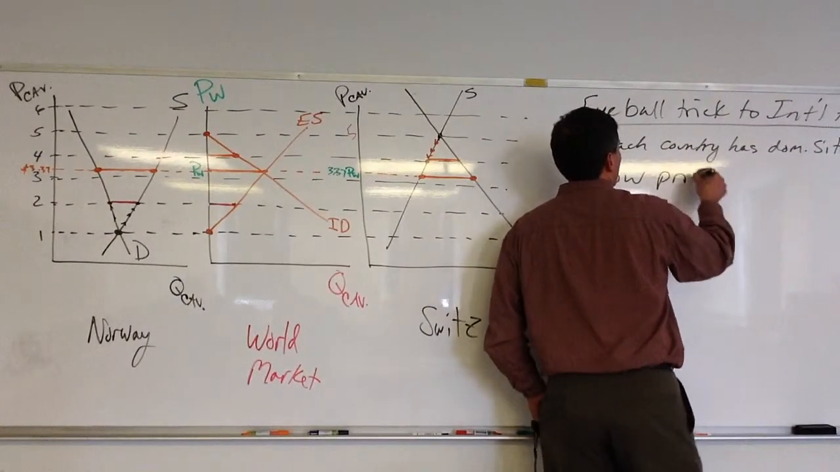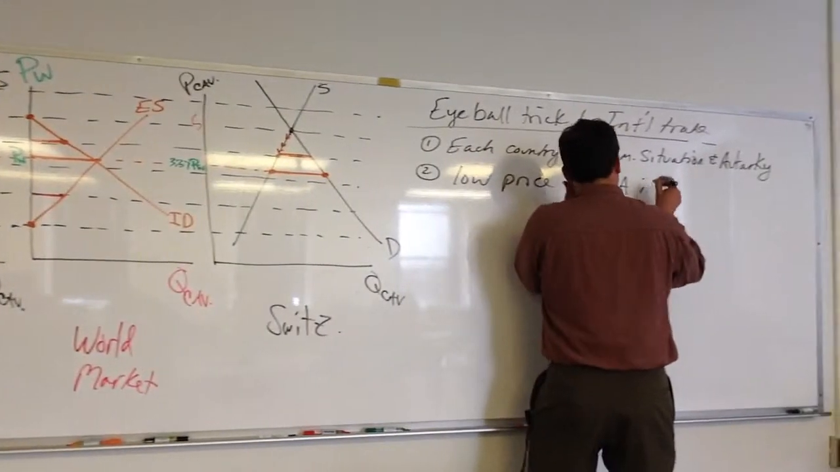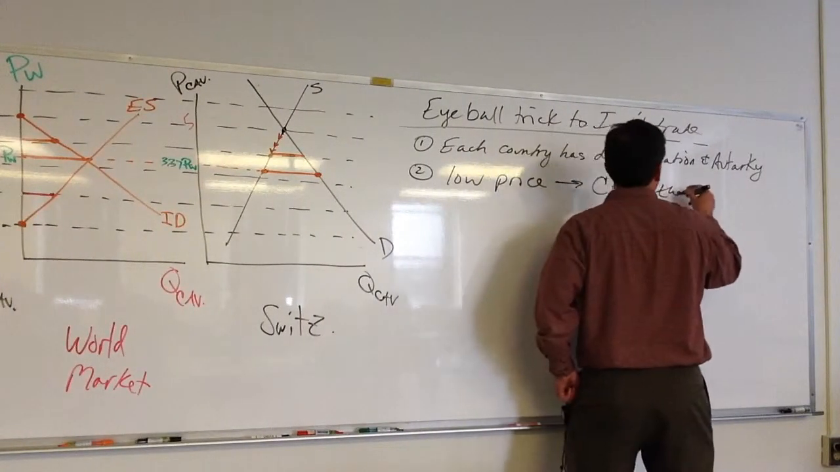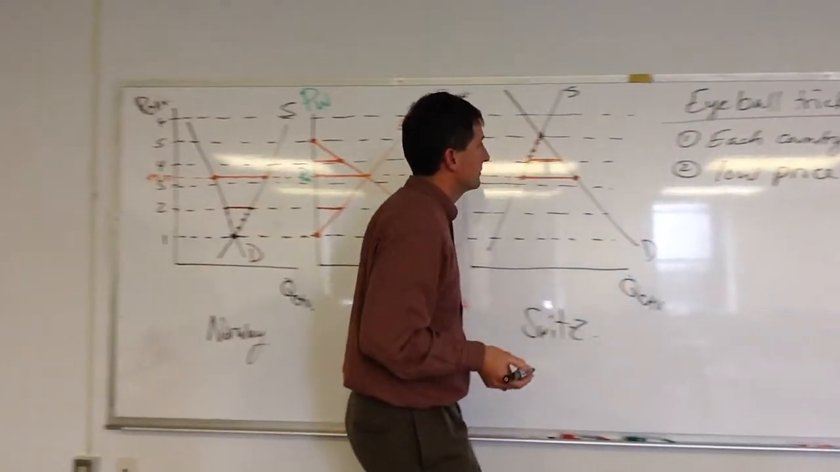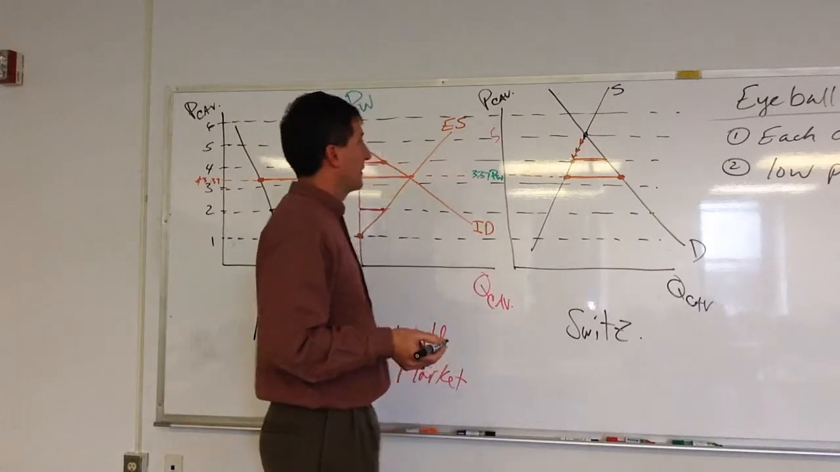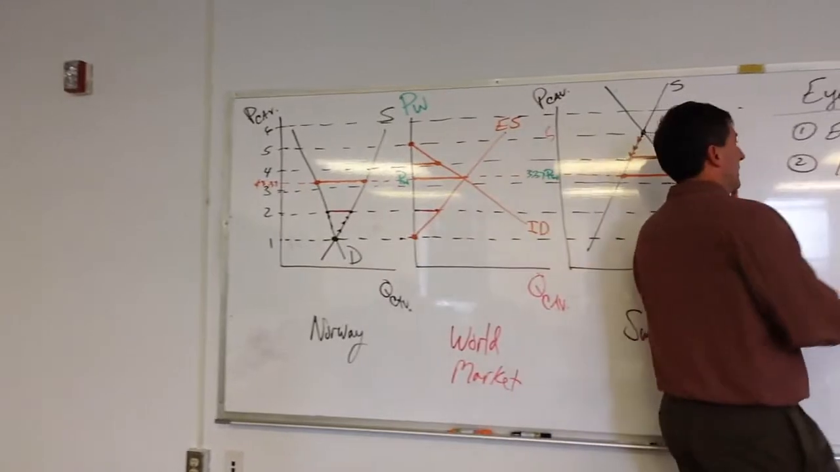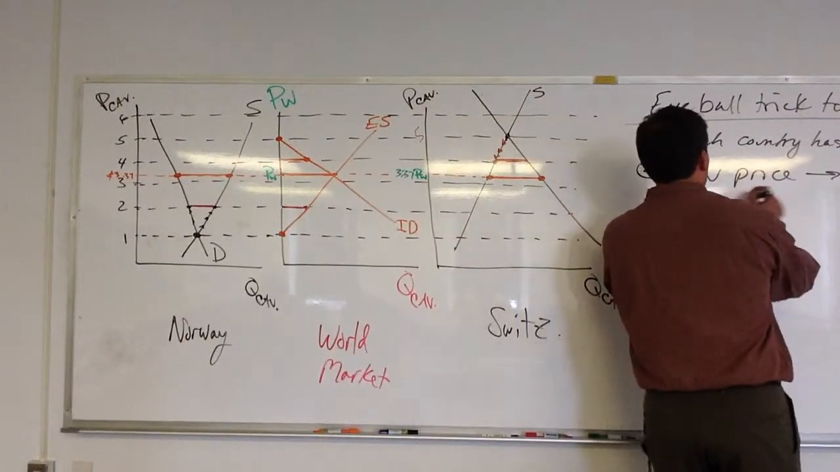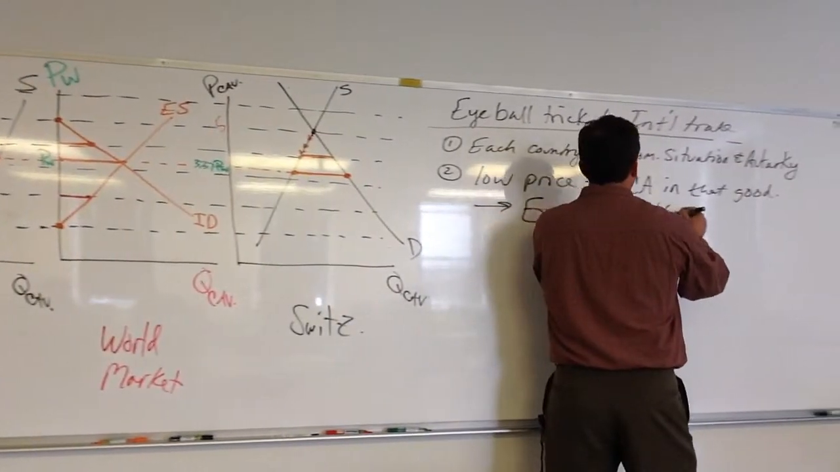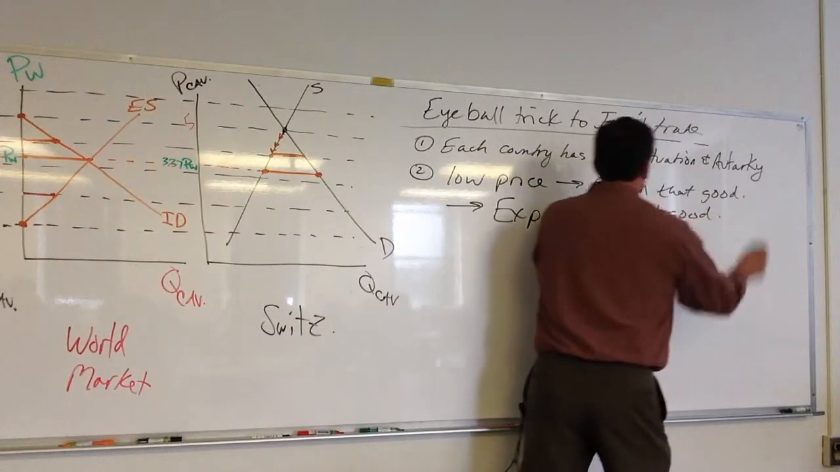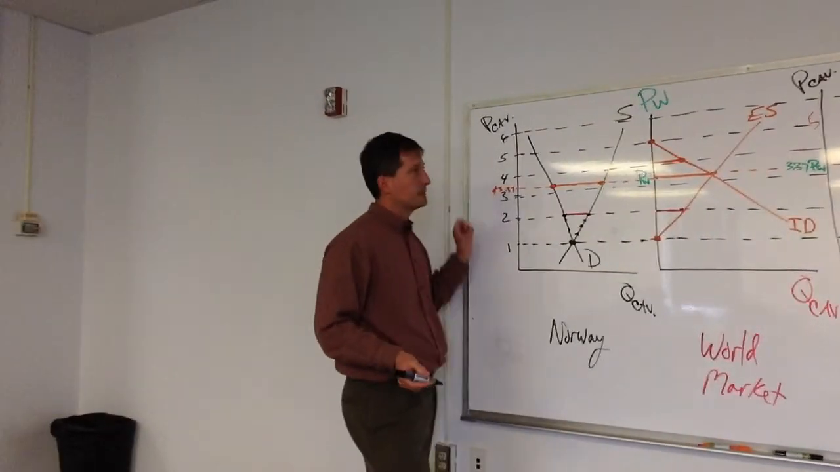The low price country means that they have a comparative advantage in that good. They've got a comparative advantage in that good, and then they're going to be specializing in that good. That'll lead to them being the exporter of that good. So that was our Norwegians.